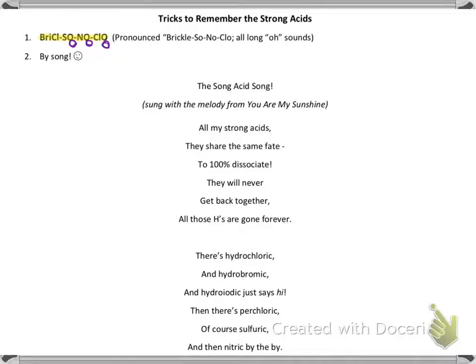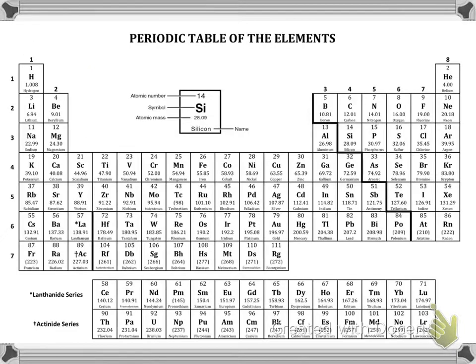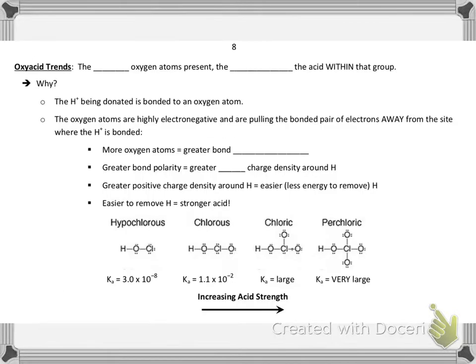And there you go, two different ways to remember your strong acids. So let's talk about that oxyacid trend. For the oxyacid trend, I mentioned this briefly. The idea is the more oxygens that you have present in that polyatomic oxyacid, the stronger the acid will be within that group. This has to do with something way back in the day from periodic trends.